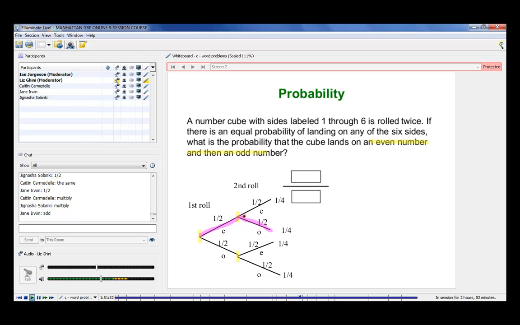As I travel along the branch, I multiply because, well, first I have to get an even. There's only a 50% chance of that. Then I have to get an odd. Well, there's only a 50% chance of that. It doesn't matter that I just got an even, right? So I have to multiply the two, and oh my goodness, then I have a small probability, because there are 4 possibilities. I could have gotten even-even, even-odd, odd-even, or odd-odd. All right? Jignasha, how are you now? Comfortable with this? Or ask me a question, please.